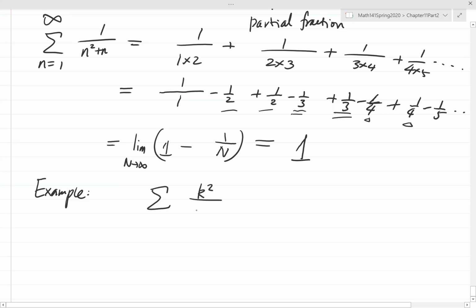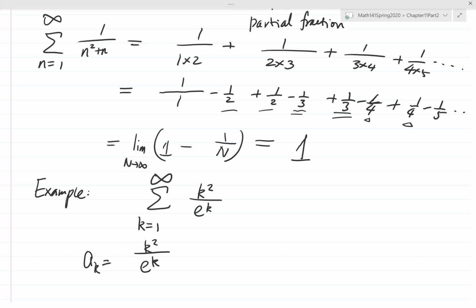K squared over e to the power k, from 1 to infinity. Okay. Now for this problem, remember exponential. So here the a_k is k squared over e to the power k. Remember, the numerator is a polynomial, k squared. The denominator is the exponential function e to the k. Remember, the exponential function increases really fast, okay? So this actually decays really fast.